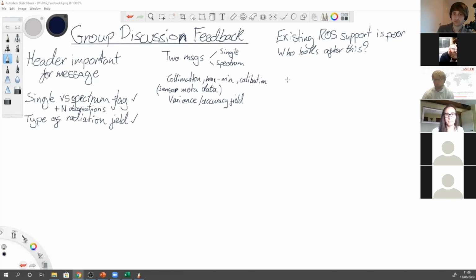Okay, and are you already using a standardized message? Yeah, we already have one. I'm not sure how good it'll be for other people, but it exists. So do you know off the top of your head what it looks like? It's got a Boolean for an overflow, an array for the spectral data, 2 fields for the energy calibration, a field for the radiation type, a header.